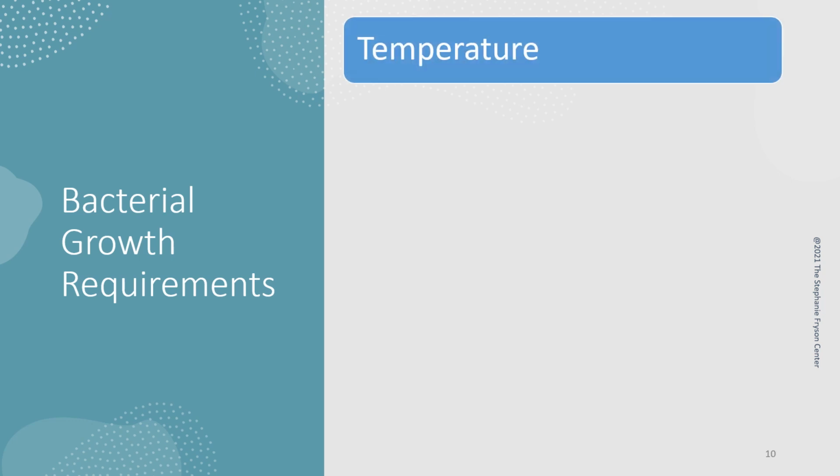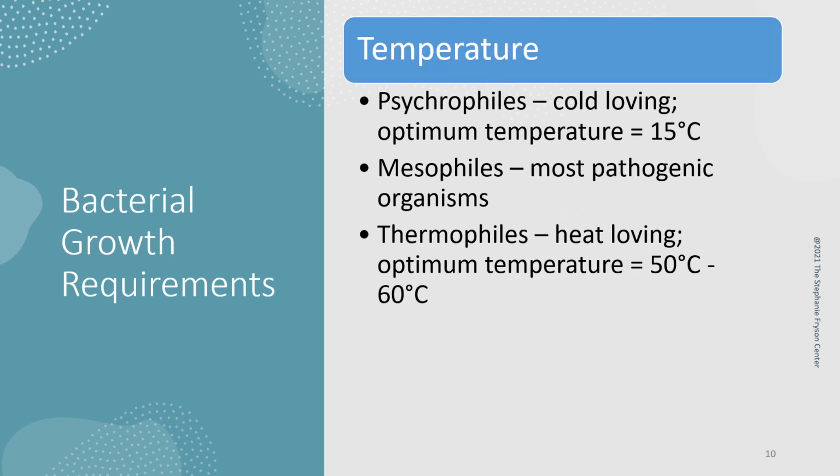So the first thing you need to know is temperature requirements. Psychrophiles, they're cold loving, means they like 15 degrees Celsius. Mesophiles, some people say mesophiles, they are pathogenic organisms, and thermophiles are heat loving, 50 to 60 degrees.